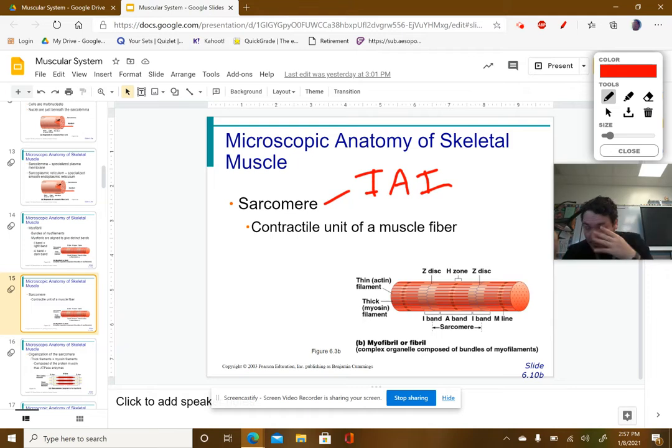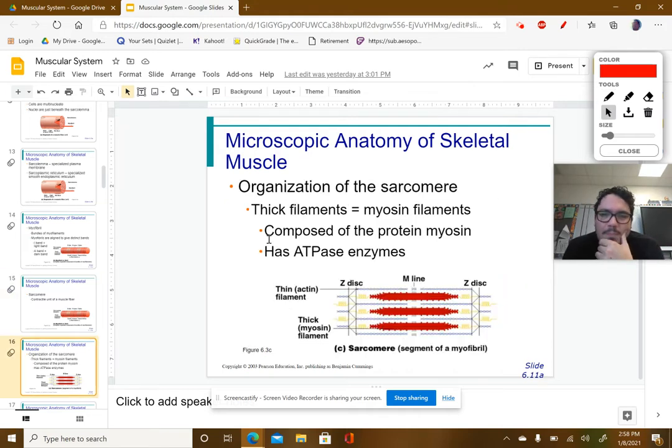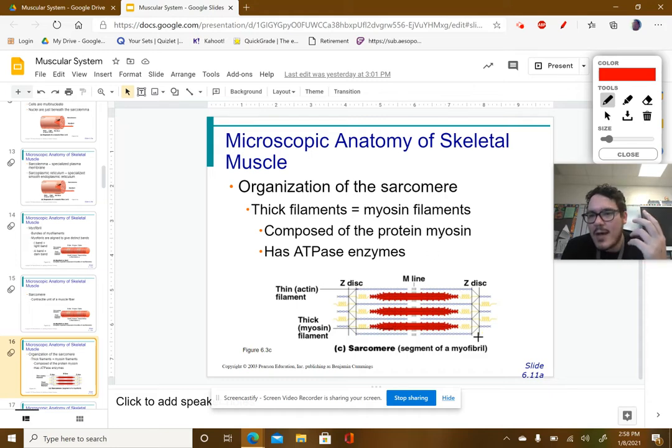If you recall from our previous video, the idea behind that is the I band is the light region and the A band is the dark region. So that's what we observe. And it has to do with the proteins that are found there. So that's what we'll discuss. There are two major proteins found in the sarcomere. We have a thick filament, which literally is just a thicker protein, and we call that protein myosin.